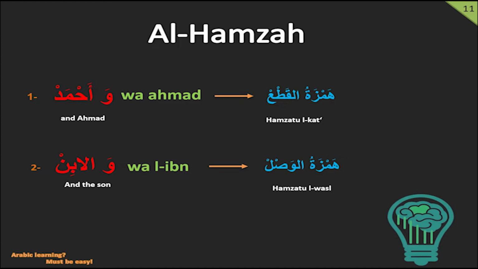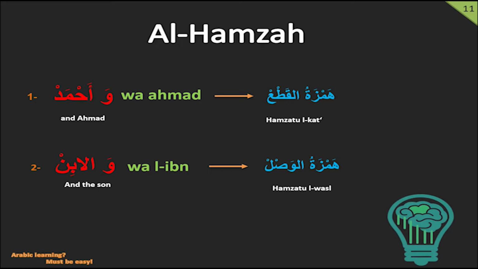Wa Ahmad. In the second example, it's not the case at all, so that the noun Al-Ibn is not read definitely with the addition of Wa. Like Wal Ibn. This Hamzah is called Hamzatul Wasl, and means that we read the word with the previous one as if it were one word, because Al-Wasl means the binding.